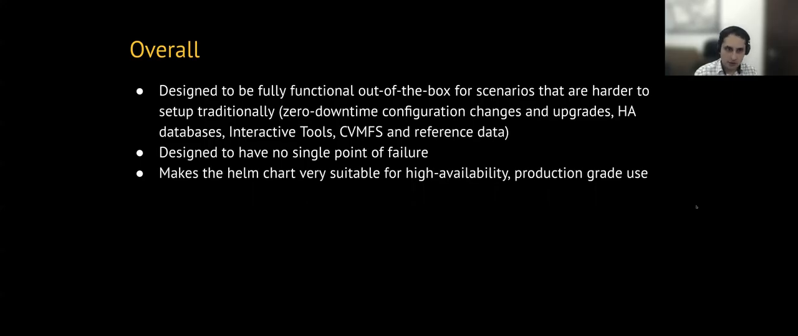So in summary, the Helm chart has seen a lot of work to be fully functional out of the box, particularly in scenarios which may be harder to set up traditionally. For example, interactive tools, zero downtime configuration updates, or high availability databases, which require significant experience and expertise to set up normally, are now bundled into this chart, which can be set up in a matter of 5 minutes on any Kubernetes cluster. It's also designed to have no single point of failure, which makes it very suitable for these kinds of horizontally scalable, production grade requirements.